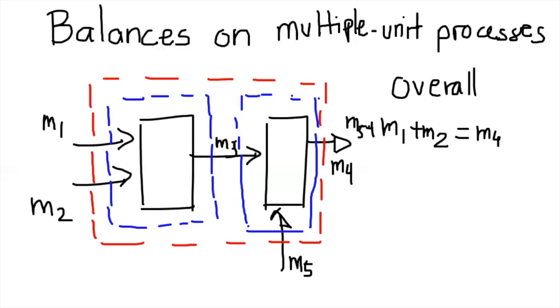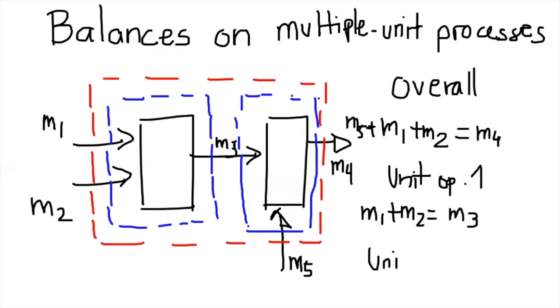What enters is going to be what goes out. Once again, we don't have chemical reactions. Once again, this is a steady state. But then again, we can do the process for unit operation 1, which will state that the mass 1 plus mass 2 is going to be equal to mass 3. And we can do a balance for unit operation 2, where we can say that mass 3 plus mass 5 is going to be equal to mass 4. And these are total material balances.